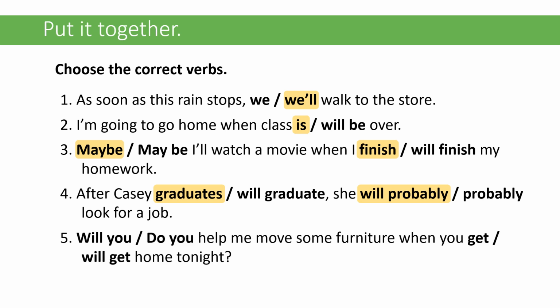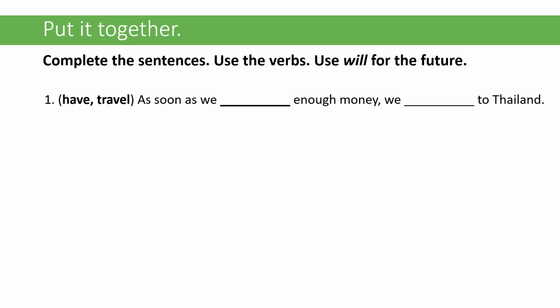So will you or do you help me move some furniture when you get or will get home tonight? So in this one, it's going to be will you, right? Because this is the main clause, and we need to use the future. And it's going to be get because this is a time clause. This is a simple present, and we use a simple present in the time clause.